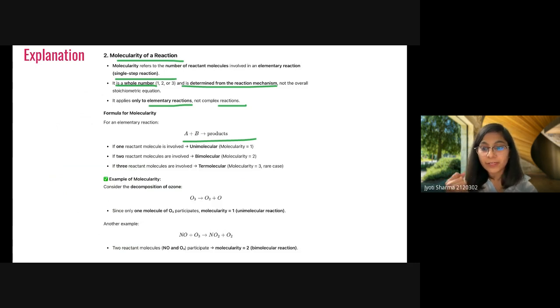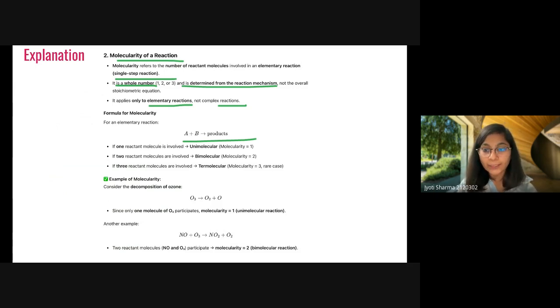If it is one molecule of the reactant, then it will be known as unimolecular. If we have two reactants, then it is bimolecular. And if we have three reactant molecules, involvement of these three molecules is very rare, because the collision of three molecules simultaneously is a little difficult. So that's why this term is not very prominent, but it is a rare case.